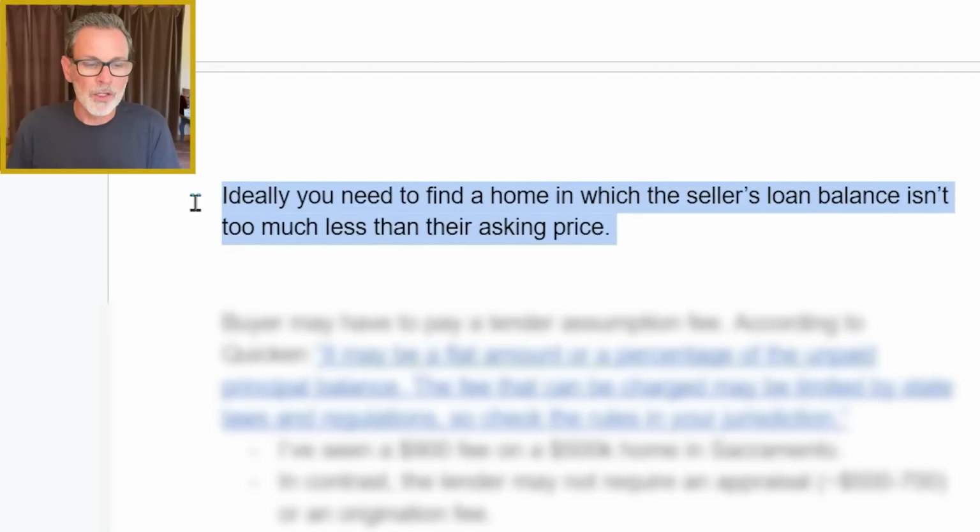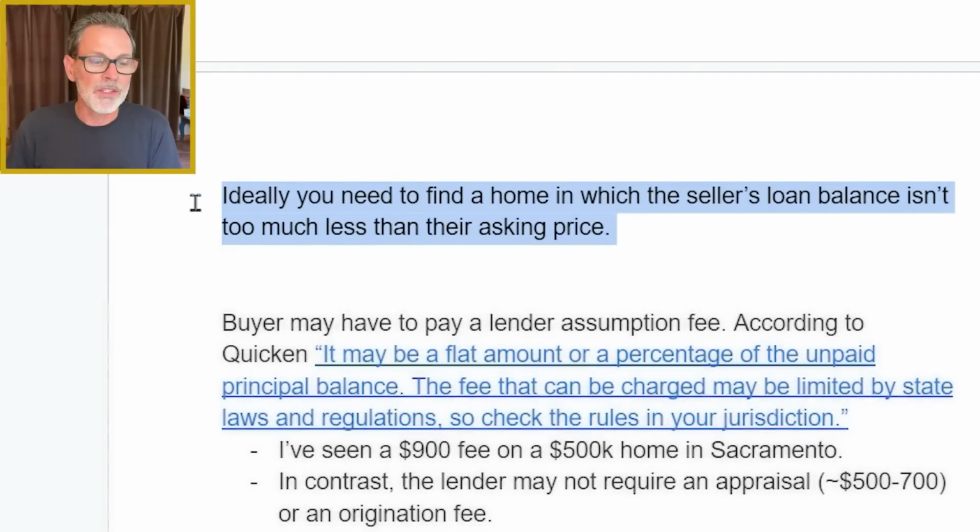And therefore, a new home buyer, if they want to assume that lower rate, would have to come out of pocket by a significant amount of money. I'll talk a little bit more regarding pros and cons regarding this, but I want to also mention this as well, because a home buyer may have to pay a lender assumption fee. According to Quicken, it may be a flat amount or a percentage of the unpaid principal balance. The fee that can be charged may be limited by state laws and regulations, so check your rules in your area. And of course, you can always reach out to the lender as well.